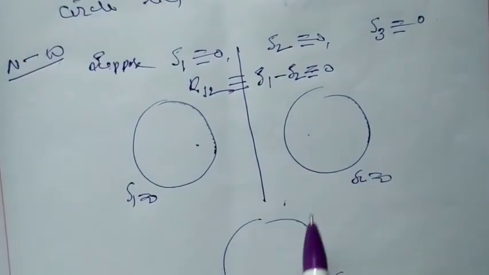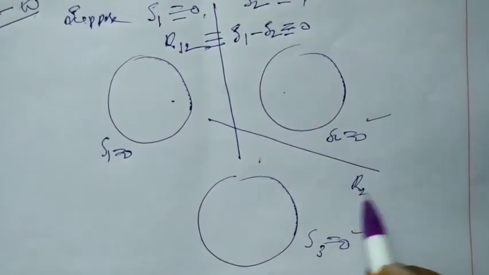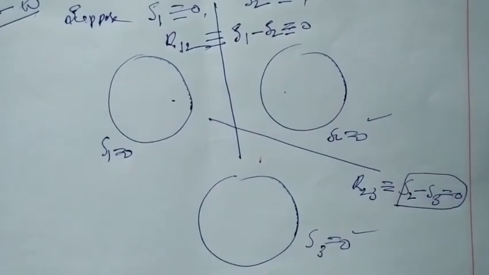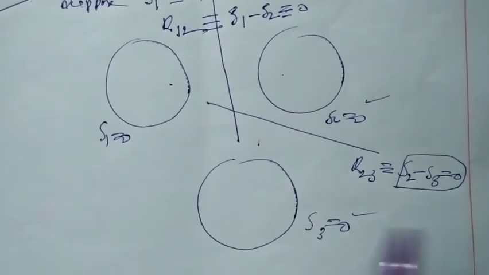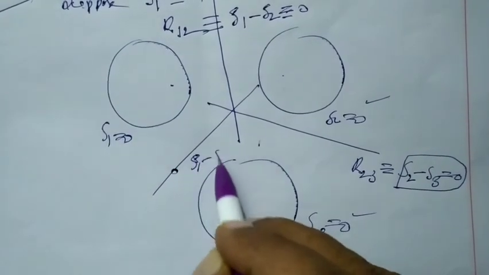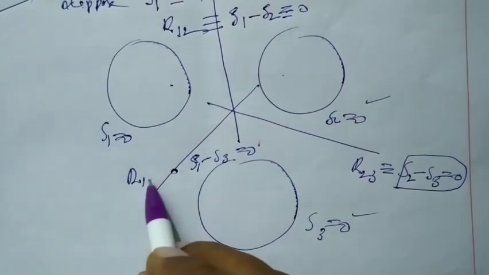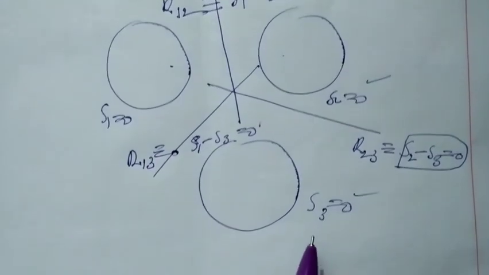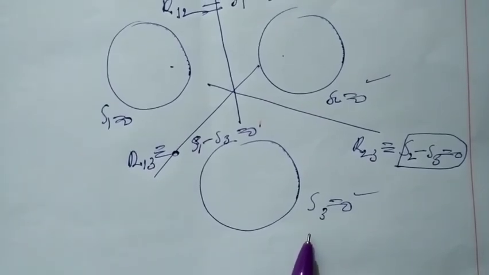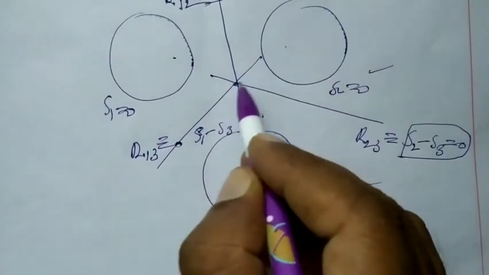Suppose we draw the radical axis for the circles S2 is equal to 0 and S3 is equal to 0, that will be R23. It can be written as S2 minus S3 is equal to 0. This is the equation of the second radical axis. What about the third radical axis? The third radical axis is S1 minus S3 is equal to 0, or S3 minus S1 is equal to 0. Let us represent this radical axis as R13 or R31, both are the same. My intention is to show all the radical axes are concurrent, meaning they pass through the same point of intersection P.